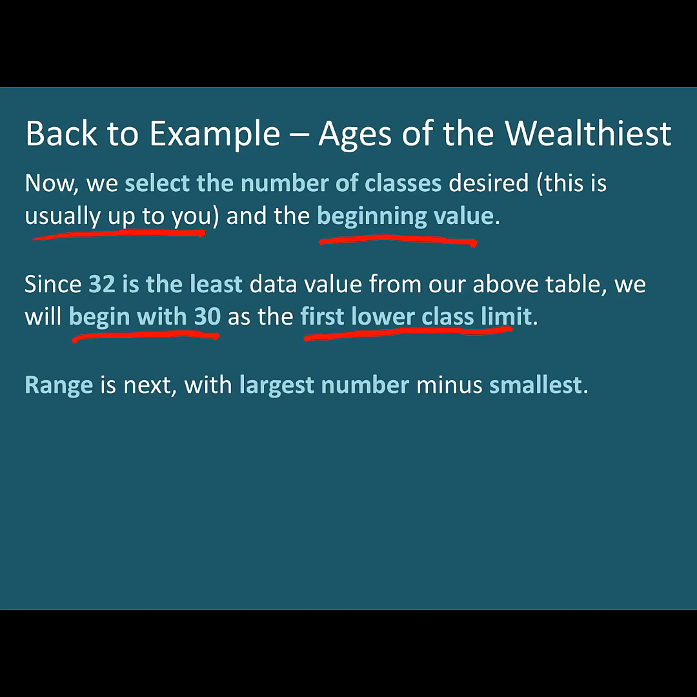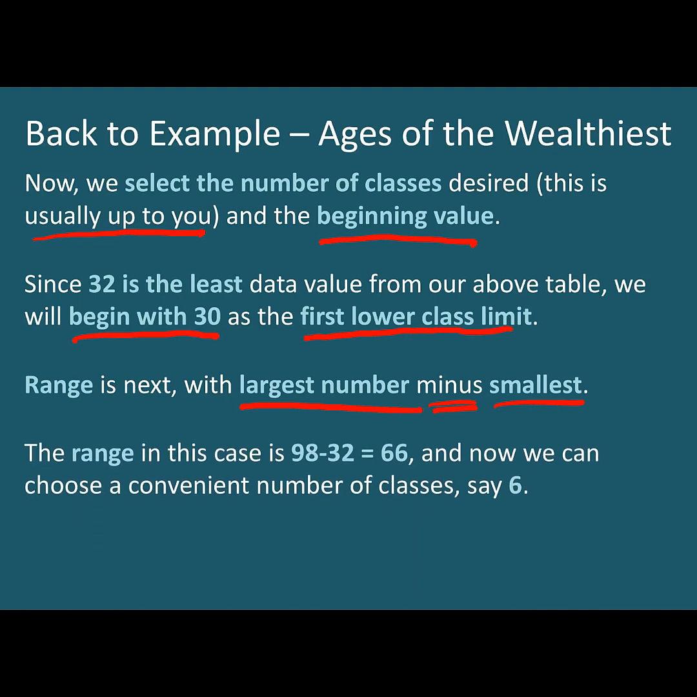The range is next. How do we find the range? It's essentially the largest number minus the smallest number. Therefore, the range in this case is 98 minus 32, which gives us 66. Now, if you recall, it is your decision on how many classes you wish to select. So it's always best to pick a number that will give you a nice full number if possible. So clearly, the number 6 is great because 6 goes into 66 evenly.